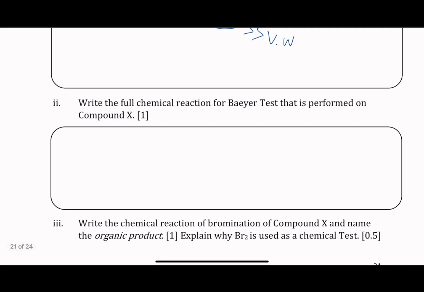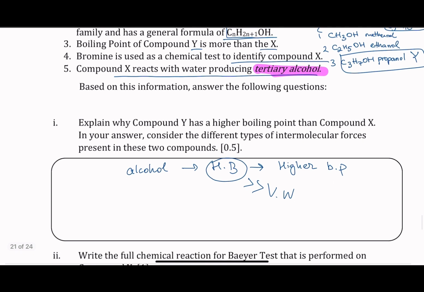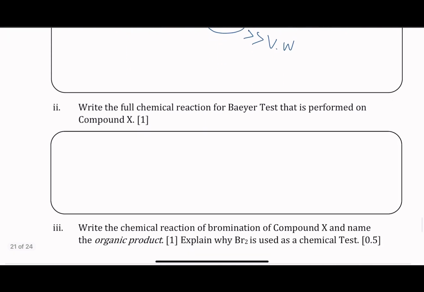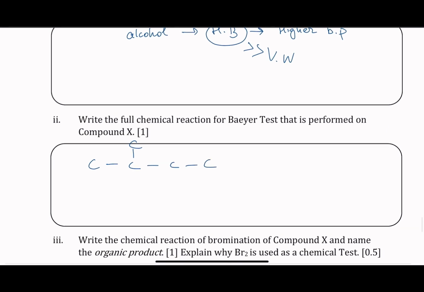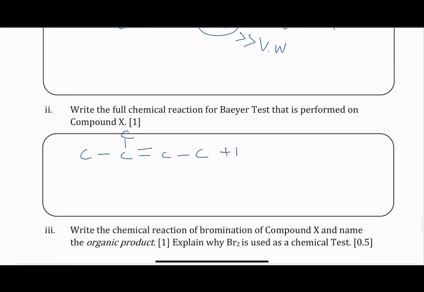Now the second portion is to write the full chemical reaction for the Bayer test performed on compound X. For compound X, we know that it makes a tertiary alcohol. Let's approximately write the shape of this with water. If I have 5 carbons, and I make a tertiary alcohol, I need to be looking somewhere like this. If I do the hydration in here, we know that we have CH3, and then CH and CH3.